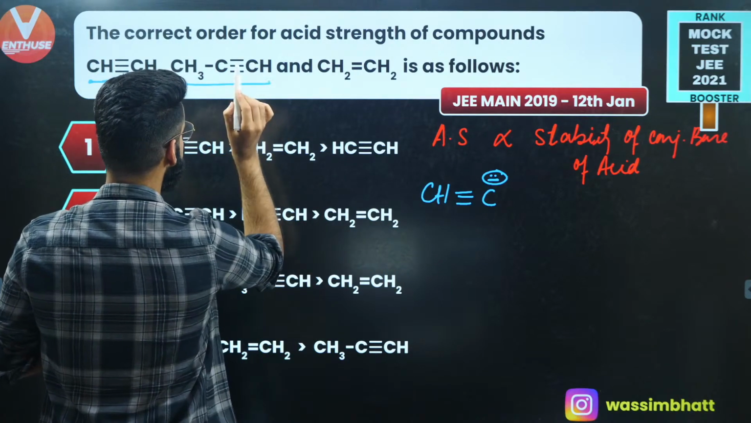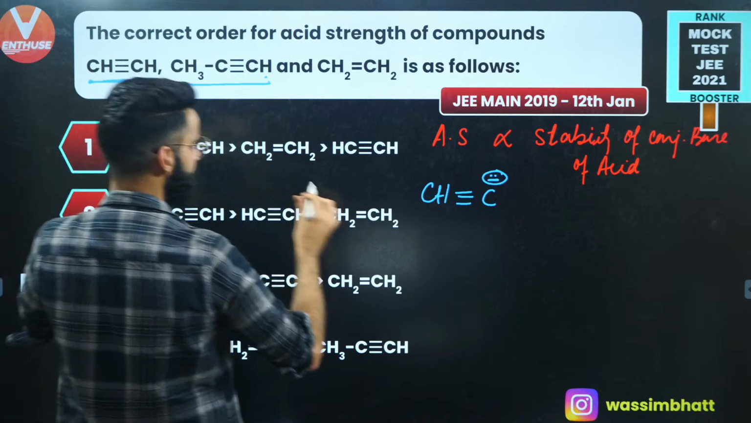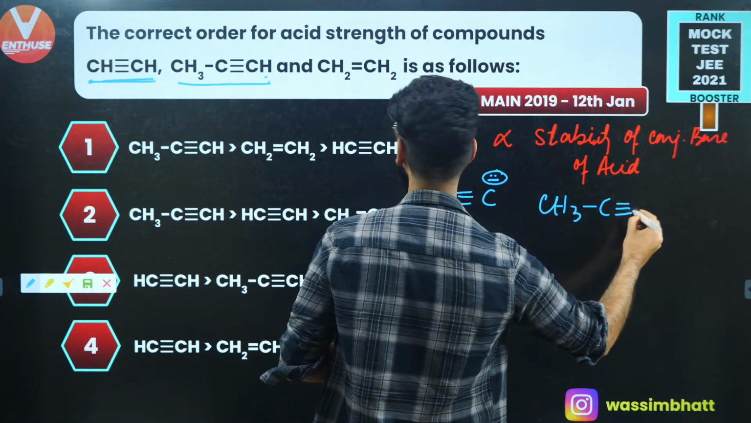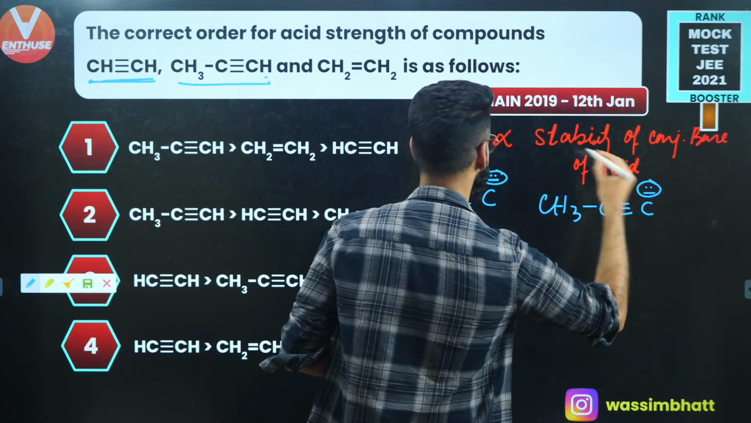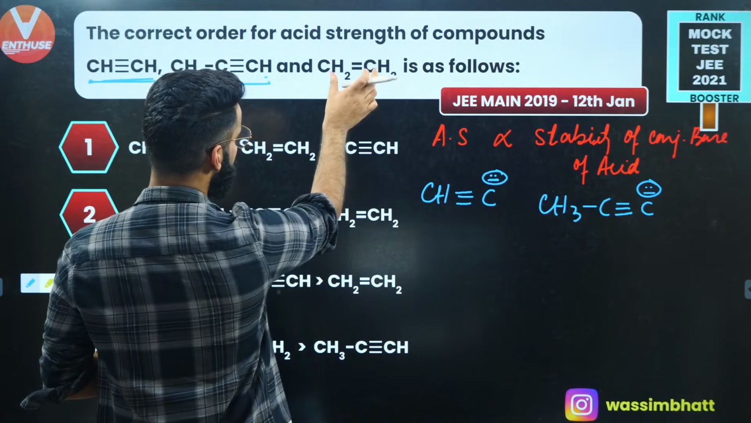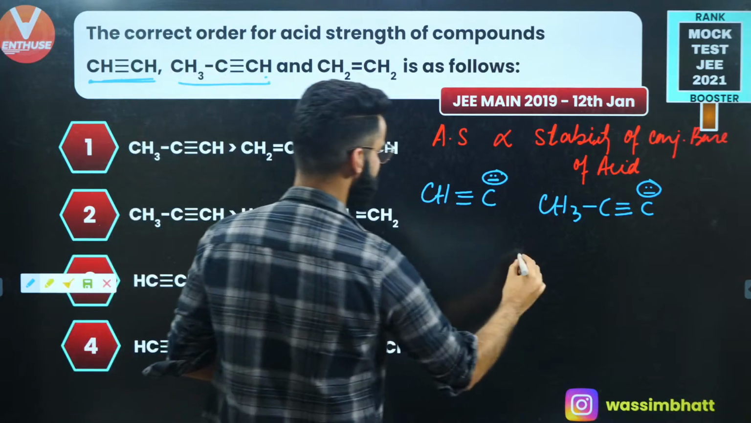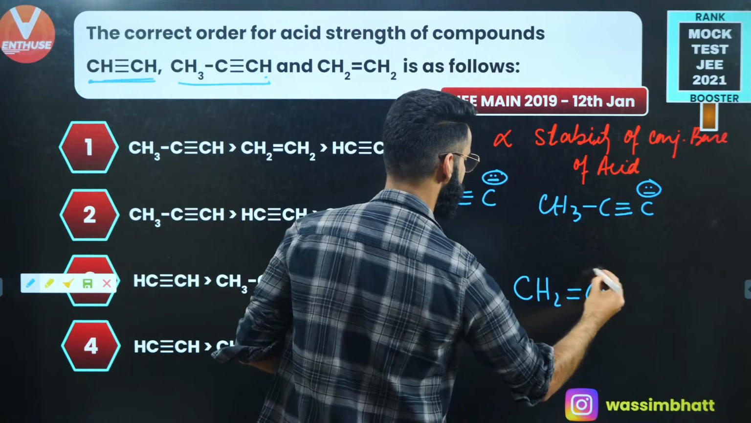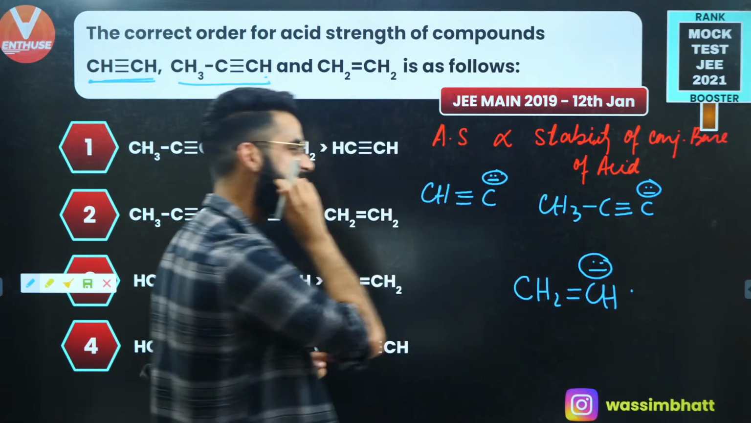Similarly, just take H positive out. If you take H positive out from here, you'll be getting something as CH3, single bond C, triple bond, this is carbon with a negative charge, right? This is the conjugate base of this particular acid. Similarly, the conjugate base of this acid as well is going to be simply CH2, double bond, CH, a negative charge on carbon, yeah?